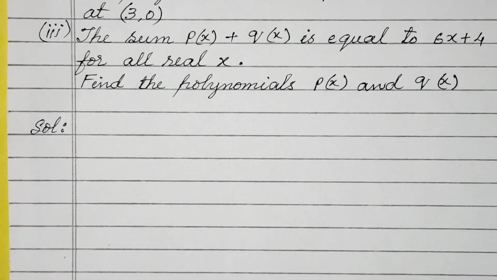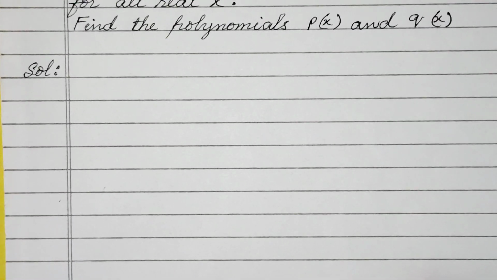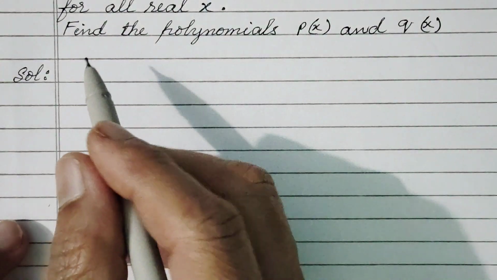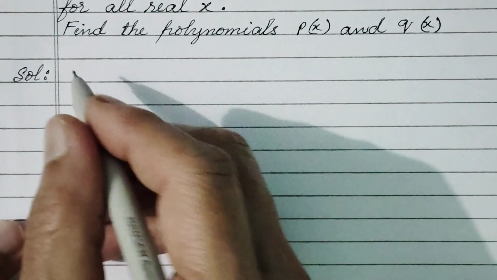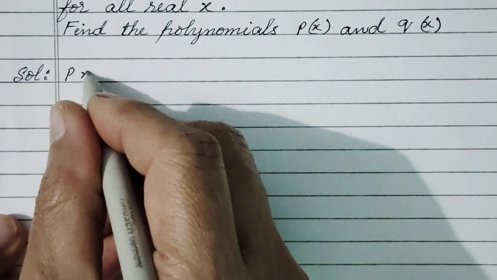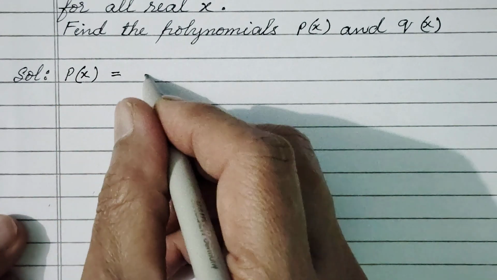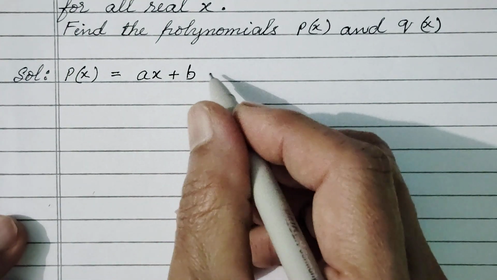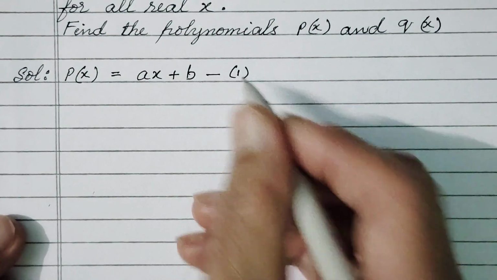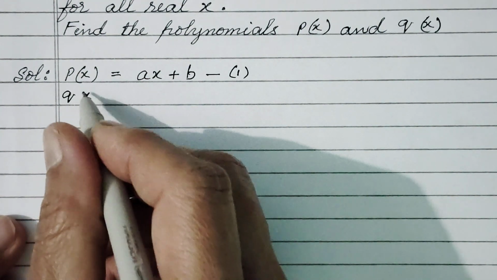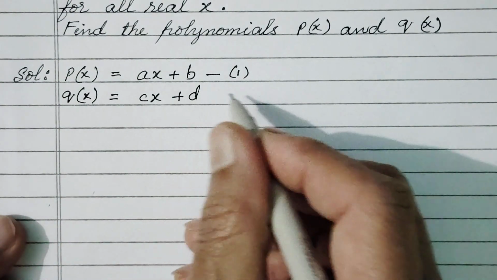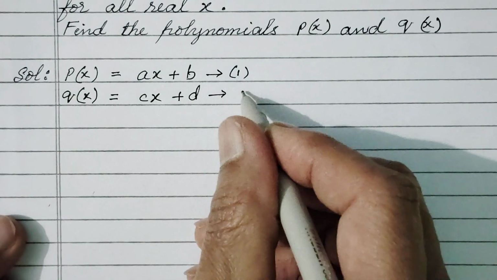So what we have been given, p(x) is equal to ax plus b. Let this be equation number 1. I label it as equation number 1. Then q(x) is equal to cx plus d. I will label this as equation number 2.